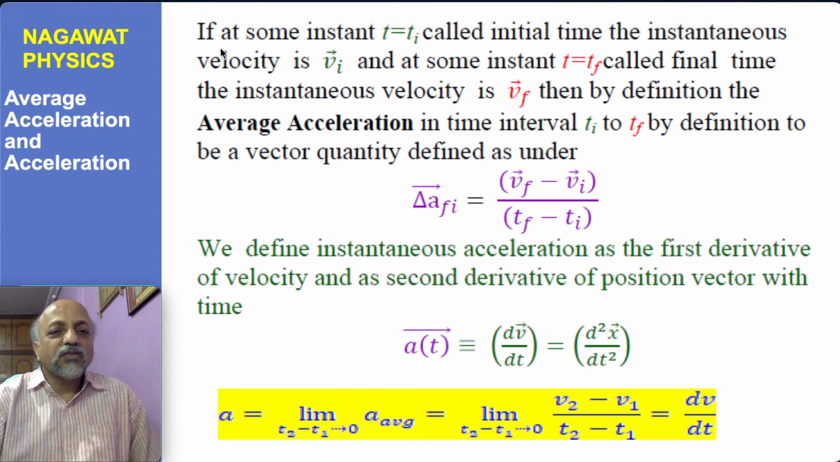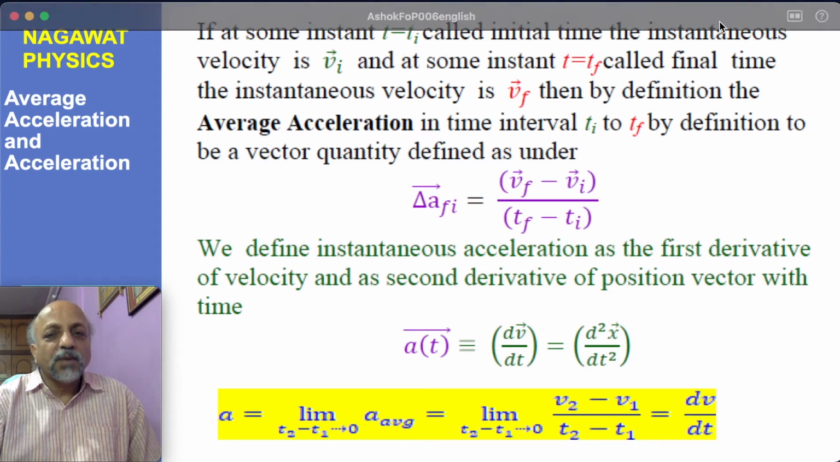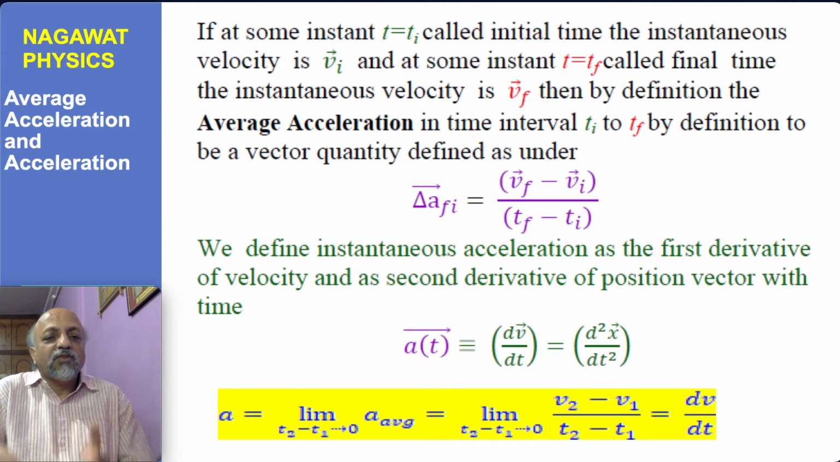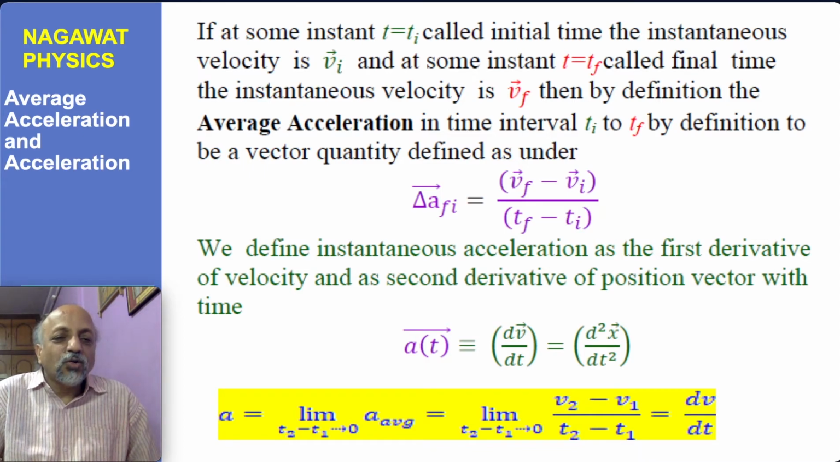Similarly, I can say that if at instant t equals ti the particle has some velocity vi, and at instant t equals tf it has velocity vf, then I can first define an average acceleration. The average acceleration will be equal to the final velocity minus the initial velocity vectors divided by the time interval. And in the same manner as I moved from average velocity to instantaneous velocity, I can move from average acceleration to instantaneous acceleration. As said earlier, whenever I use the word acceleration later in the talks, it will refer to instantaneous acceleration.